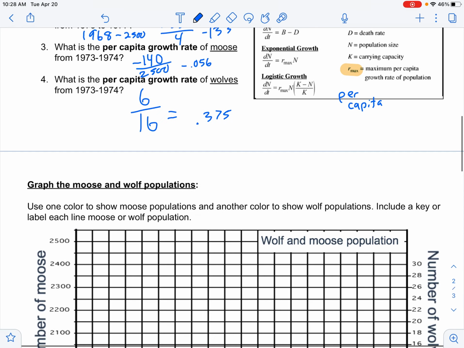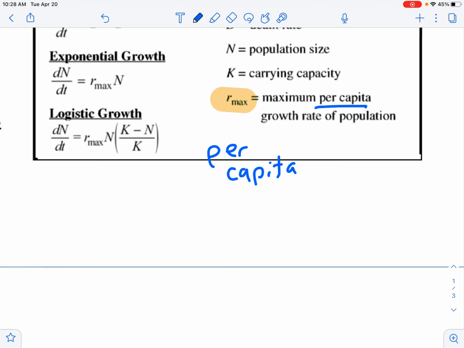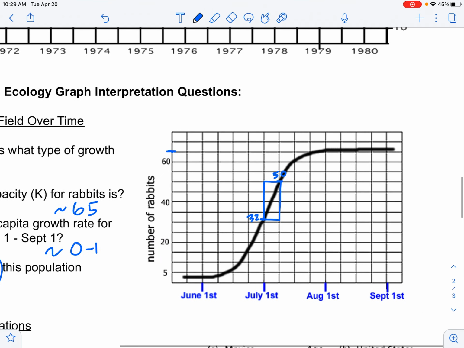So that's the growth rate, and R max is the maximum per capita growth rate of the population. So I've got the growth rate. I'll call that 18 rabbits per week. I guess I could leave it at that, 18 per week. You could also maybe divide by 7 to get per day or something like that. I'll just leave it per week.